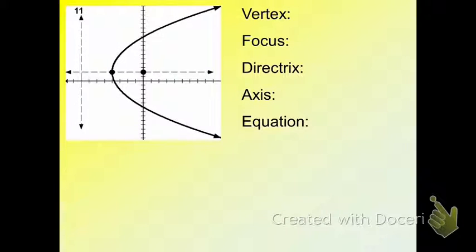And let's go through one more. Elisabetta, what's the vertex on this one? Negative 4, 2. Tanner, what is the focus? 0, 2. Rhett, the directrix? X equals negative 8. Nick, the axis of symmetry? Y equals 2.